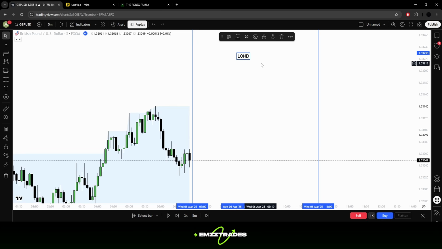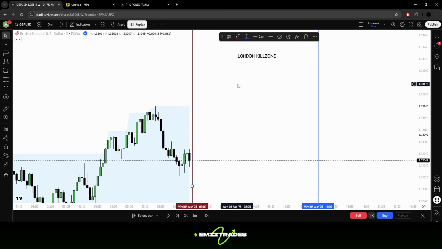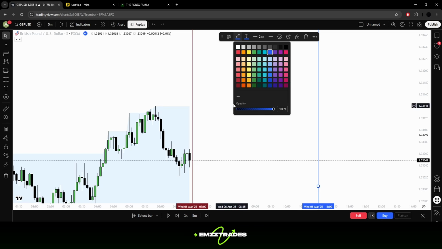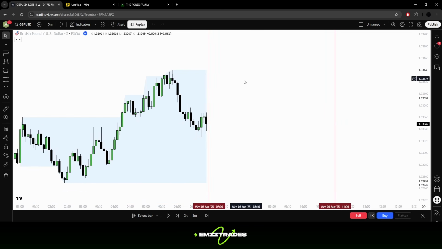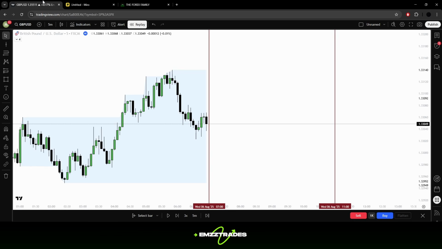So this is London kill zone, right? So as I've marked it out, let me actually just make it in red so all you guys can see this very, very clearly. And as you can see right there, from here on out, what we need to do is very, very crucial, right? All we need to do is mark out the highs and the lows of Asian session, right? And then we can identify which part of price gets liquidated first.